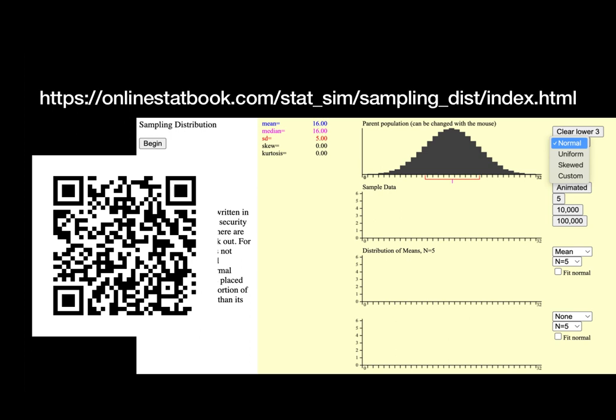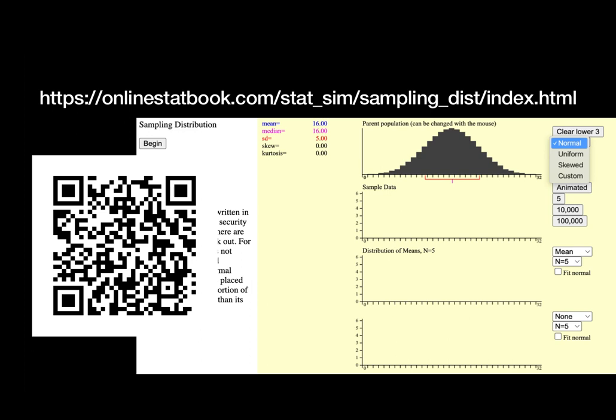Now, here's where I'm going to make some very clear language distinctions as I'm talking. The distributions that are down below are sampling distributions. When I talk about the average of the sampling distribution, it will be different than the average of the distribution. Top one, average of the distribution, 16. Second one down, average of the sampling distribution, 15.97. Next one down, average of this sampling distribution, 15.98.